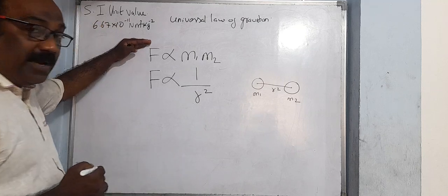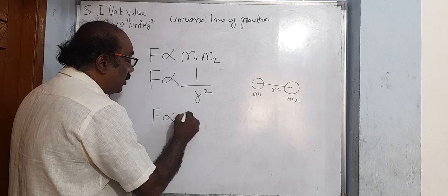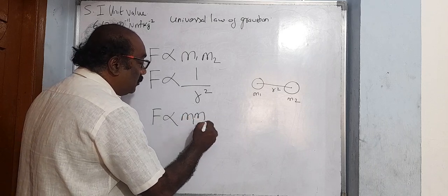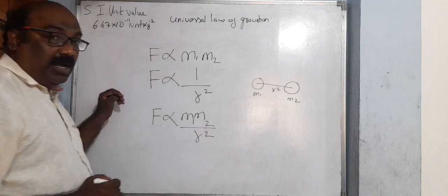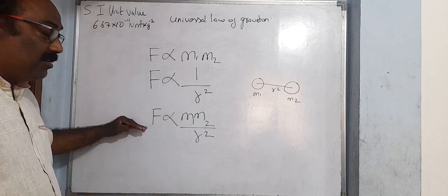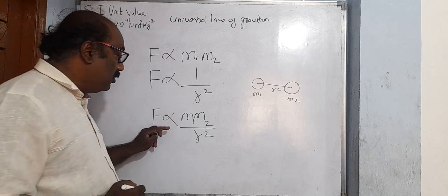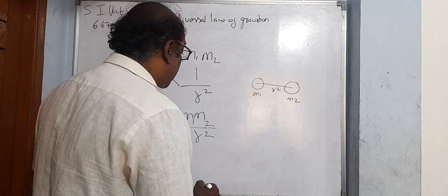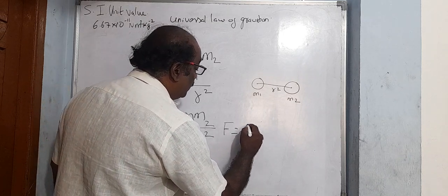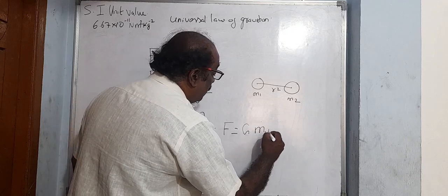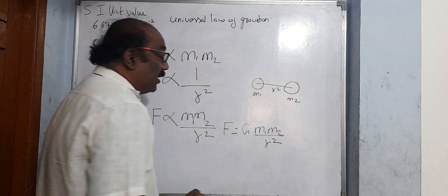Okay, now we can combine these two. Force is directly proportional to M1 and M2 and inversely proportional to R square. I hope up to this you are able to understand this. Okay, now to remove this proportion, what we should do? We should add G, that is constant. So we can write it down like this. F equal to G M1 M2 by R square.